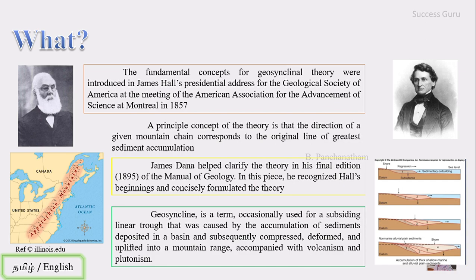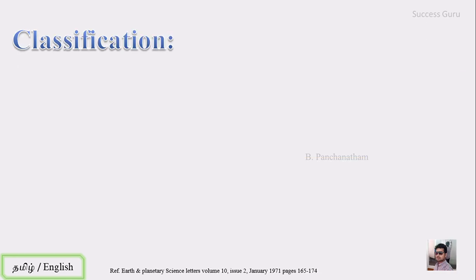So the concept is that there was a basin, the sediment was deposited there for a longer time, and the basin was subsiding along with the deposition, and once again, what happened? The overall basin has been uplifted. That is, the rocks have been exposed to the surface. Along with that, there will be volcanism as well as plutonic type of intrusions. So this is the basic concept of geosyncline, and this has been classified further by many people.